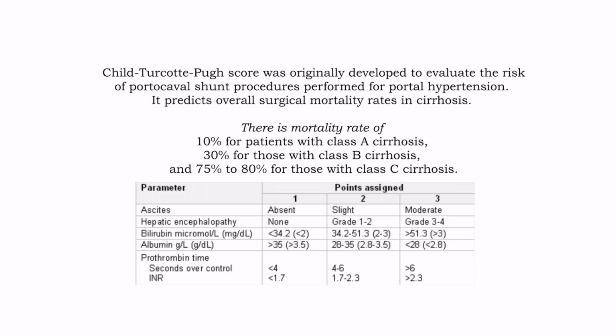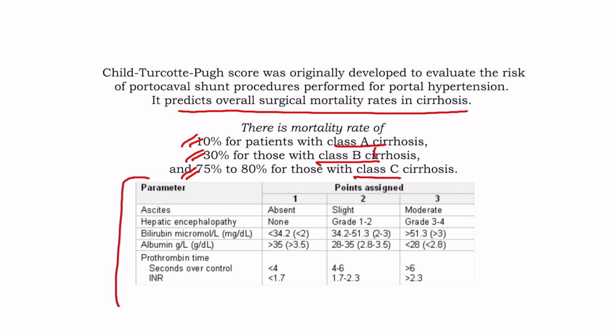What is the Child-Turcotte-Pugh score? The Child-Turcotte-Pugh score was originally developed to evaluate the risk of portocaval shunt procedures performed for portal hypertension. It predicts overall surgical mortality rates in cirrhosis. There is a mortality rate of 10% for patients with Class A cirrhosis, 30% for those with Class B cirrhosis, and 75% to 80% for those with Class C cirrhosis.